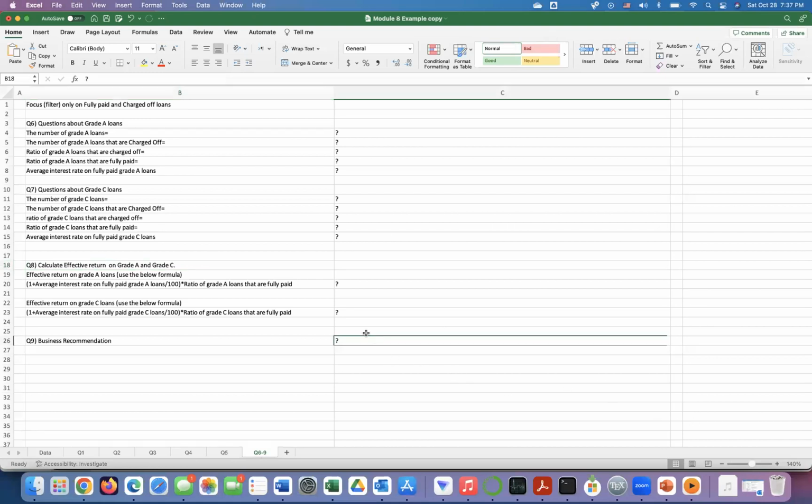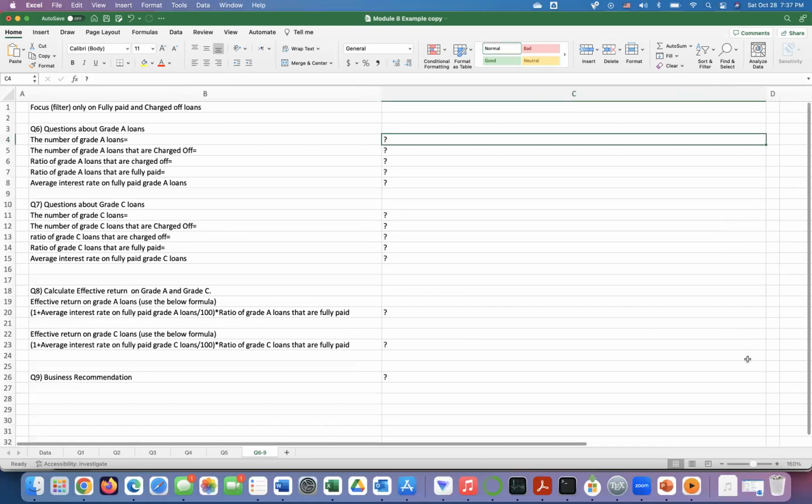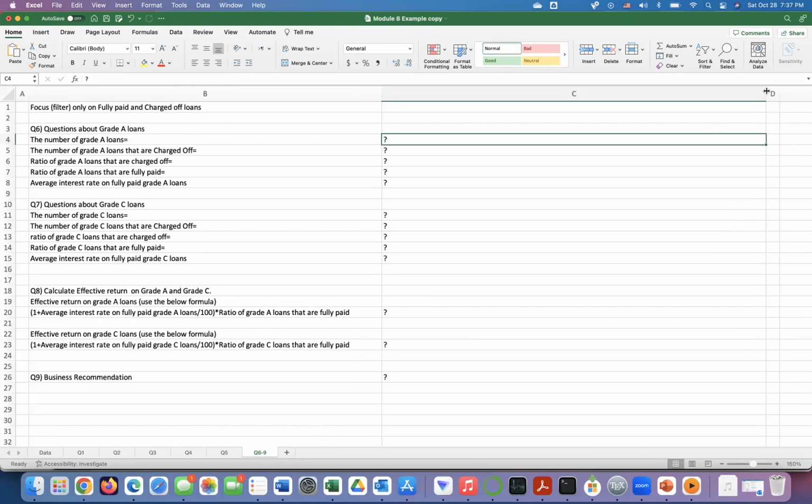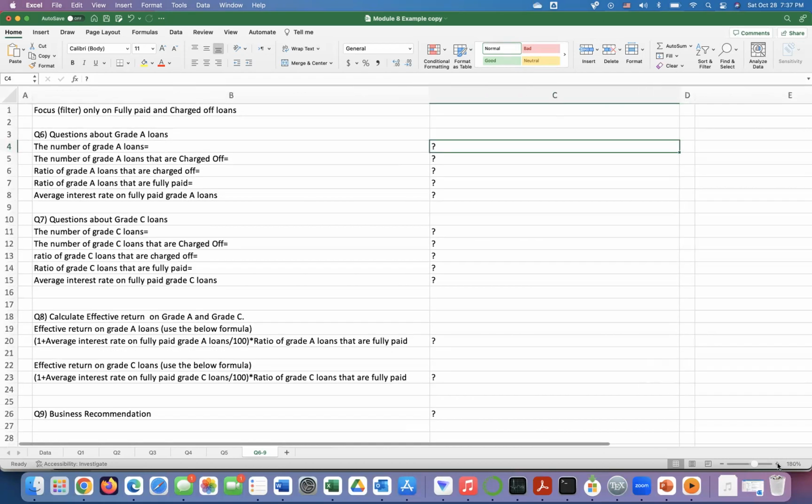So I'm going to get rid of the question marks, or I can just have them. It's okay. I'm going to just zoom in so we can see a little bit better. Make this smaller. Still zoom in. Okay, now it's good. The number of grade A loans. So focus filter only on fully paid and charged off. So we are going to create a tab called fully paid and charged off loans.